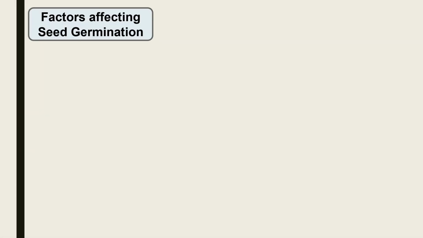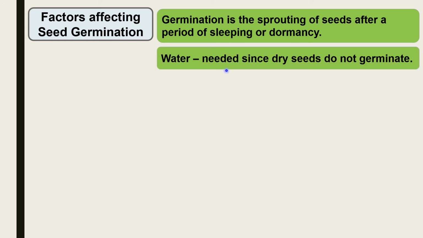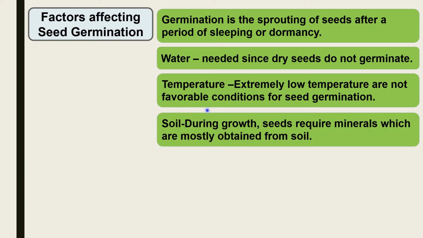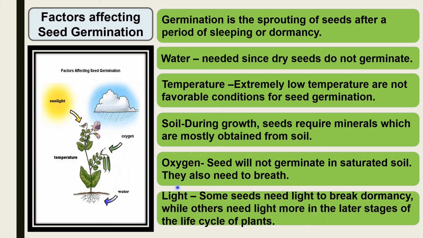Next, factors affecting seed germination. Germination is the sprouting of a seed after a period of sleeping or dormancy. Water is needed since dry seeds do not germinate. Next, temperature. Extremely low temperatures are not favorable conditions for seed germination. Soil. During growth, seeds require minerals which are mostly obtained from soil. Next is oxygen. Seeds will not germinate in saturated soil. They also need to breathe.